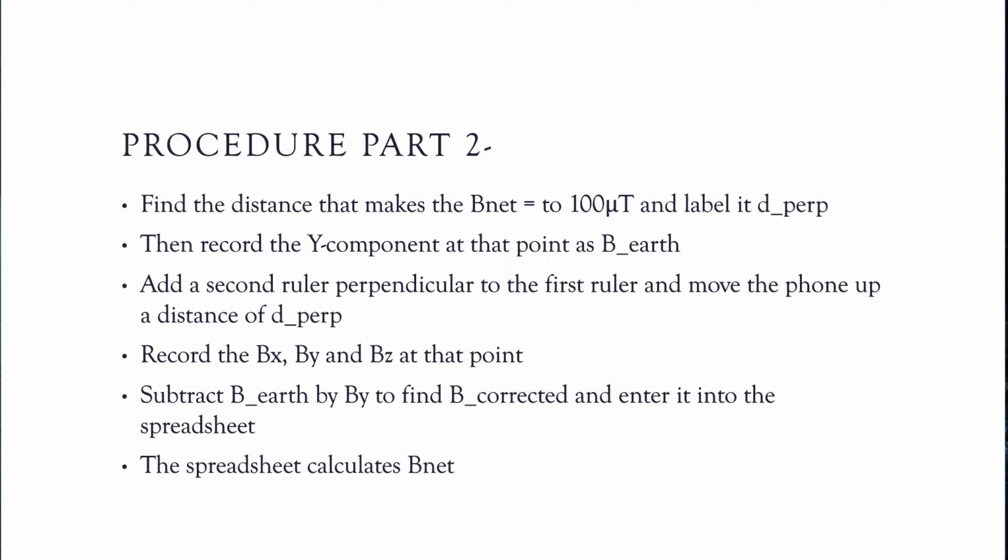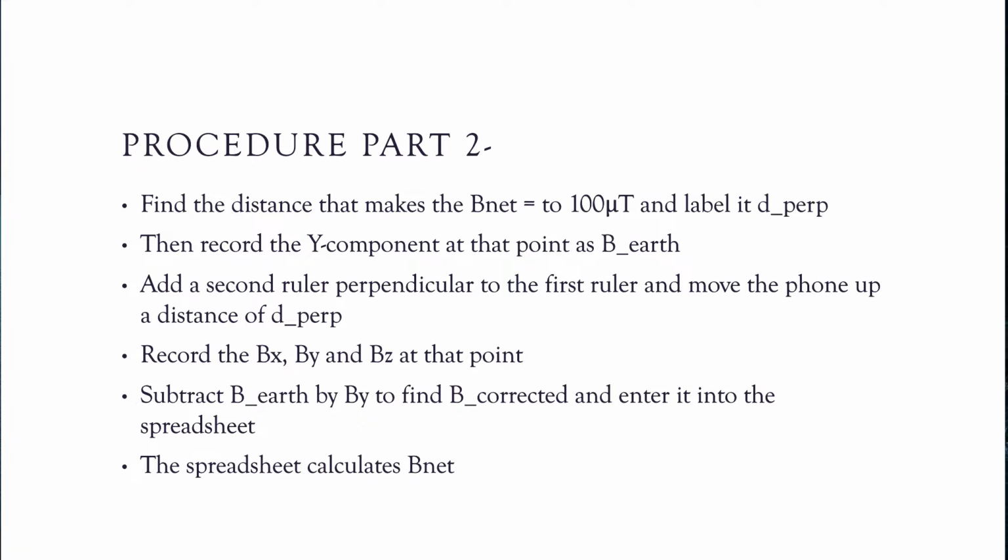In the second part of the lab, you start by finding the distance that makes the net magnetic field equal to 100 microteslas and label it d underscore perpendicular. Then you record the y component at that point as B of Earth. Add a second ruler perpendicular to the first ruler and move the phone up a distance of d underscore perp. Record the magnetic field in the x, y, and z direction at that point.